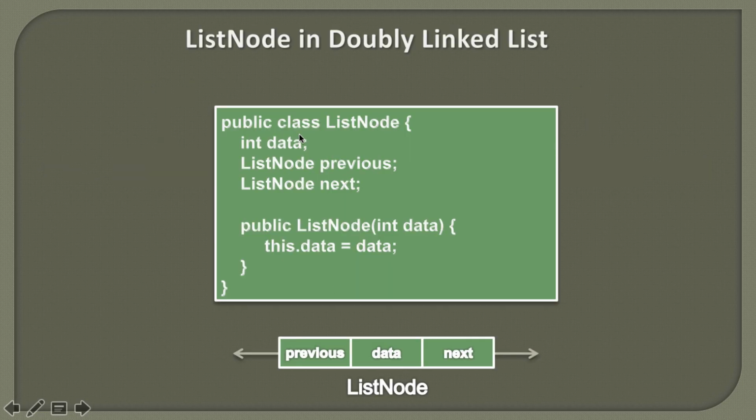We also saw how to represent list node in doubly linked list. A list node in singly linked list had only data and a next pointer which points to the node after it. But in doubly linked list, the list node has data, a next pointer which points to the list node just after it, and also a previous pointer which points to the list node just before it. So friends, let's go to Eclipse and see how we can implement a doubly linked list.